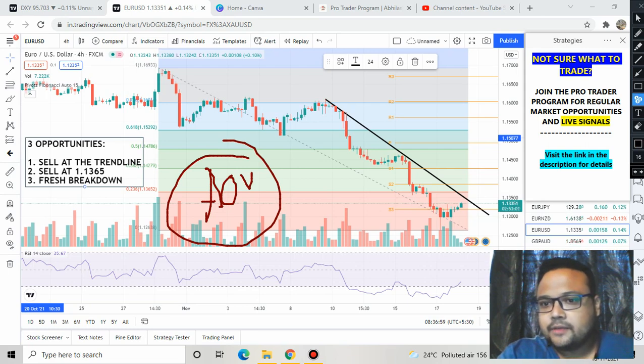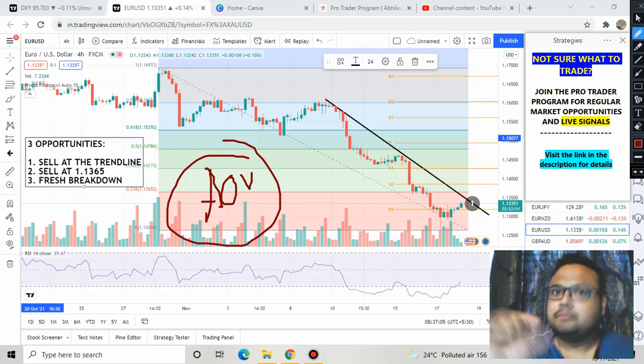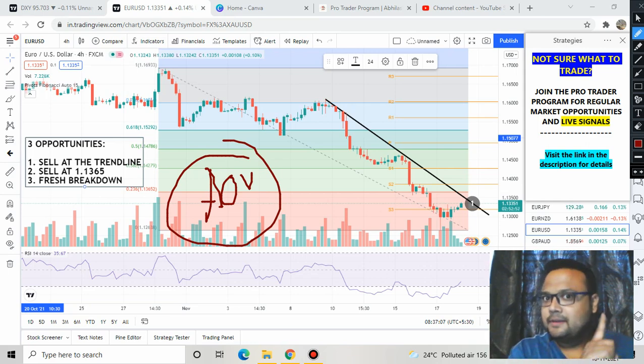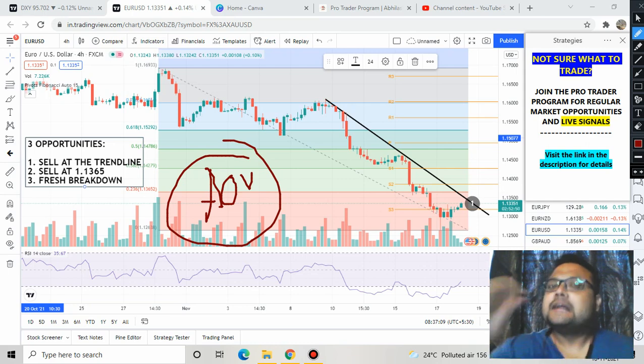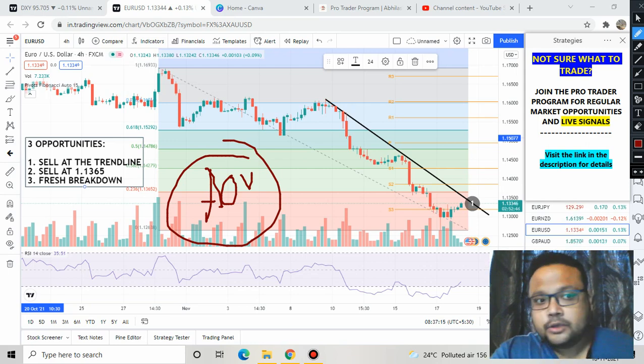If the market breaks the trend line and starts going up, because yes, the chart of DXY, remember, if DXY continues to go down, then Euro USD will be breaking the trend line and will start going up. Then we have a good chance of shorting or taking a sell position in Euro USD at 1.1365, this particular level.